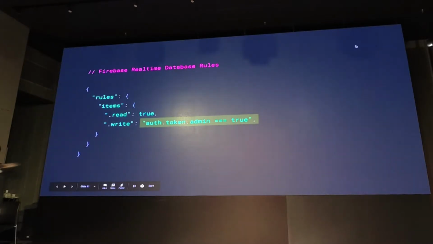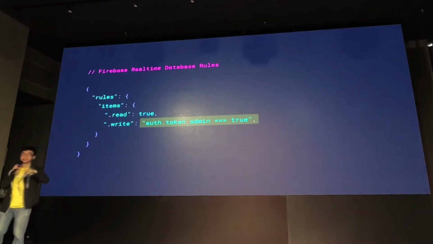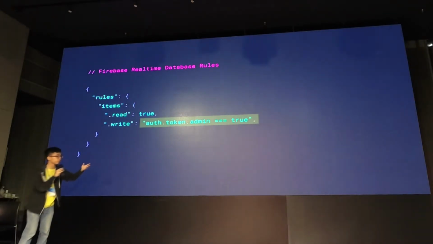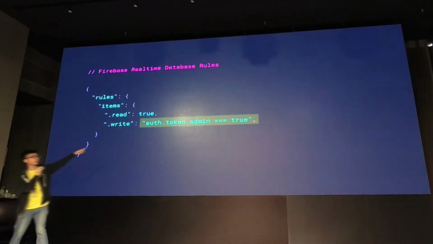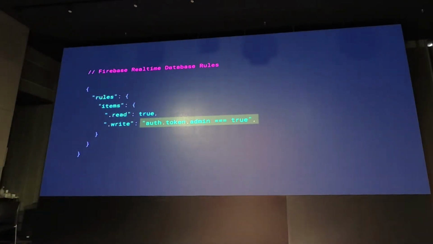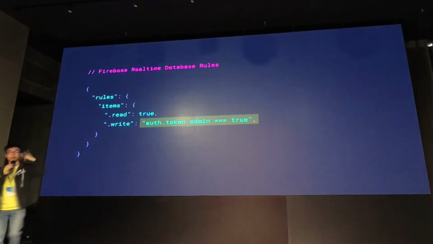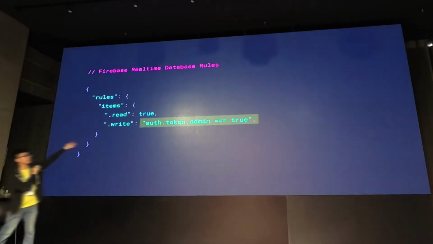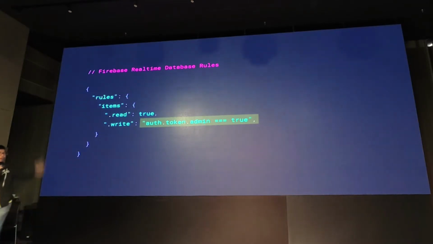Okay, just a recap of what we did just now. We created a new admin, using custom claims, custom roles, to set the token admin to true. Once that part is done, the second part is to remember to update your Firebase database rules so you can have normal access. In this case, you set the write rule to auth.token.admin equals true. If it's an admin, then it only has access to write.